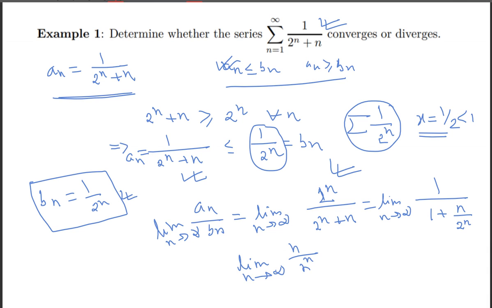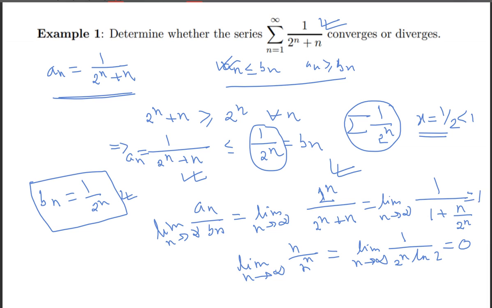Do you know L'Hospital rule? Yes, sir. So if you apply L'Hospital rule, what will you get? Simply the differentiation of n with respect to n, which is 1, over 2 to the power n ln 2. So this limit will be what? Tending to 0? Yes or no? So the limit tends to 0. That means this is equal to 1.